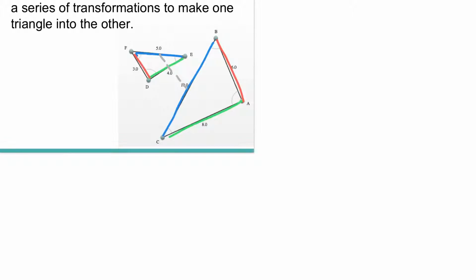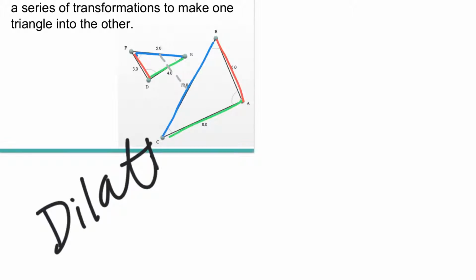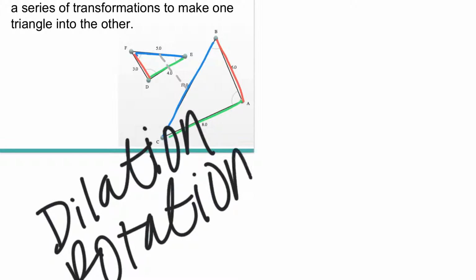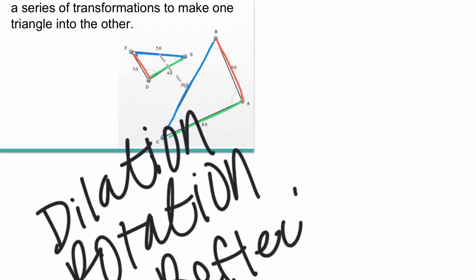So go ahead and do that, very similar to how we did it in the beginning. And try to tell me in words what you did. Did you dilate it? Let me go ahead and write these down because these are going to be helpful. Did you use dilation? Did you use a rotation? Did you use a translation or reflection? Go ahead and try to tell me what you did.